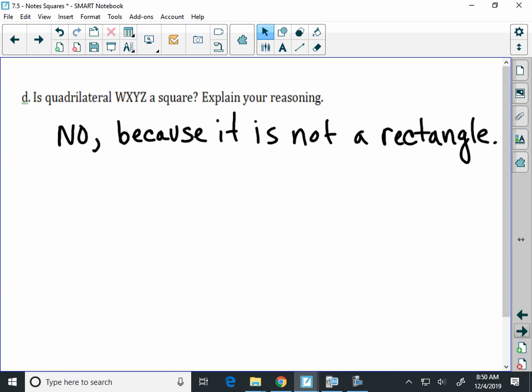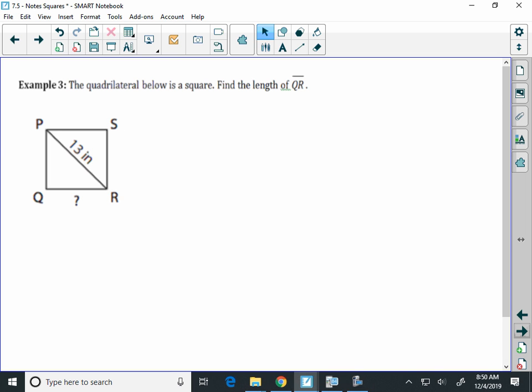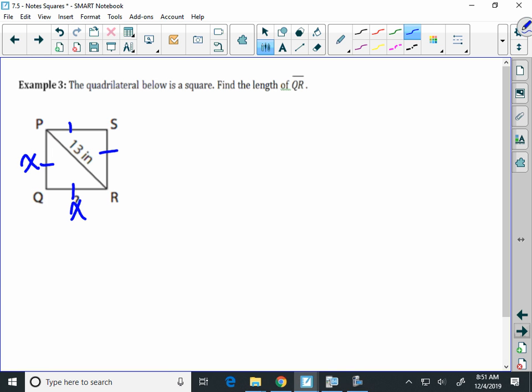But lastly, just a little bit of algebra to finish this one. It says the quadrilateral shown below is a square. Find the length of QR. Well, one of the features of a square is that we've got 4 congruent sides. So if we look at this, instead of question mark, let's call that X. If we call this X, then this is X as well. Another feature of a square is we've got 4 right angles, as a matter of fact.